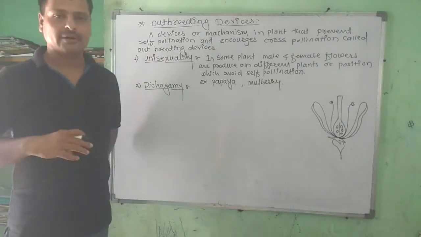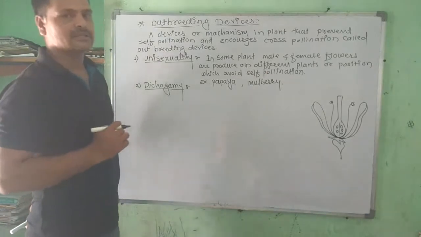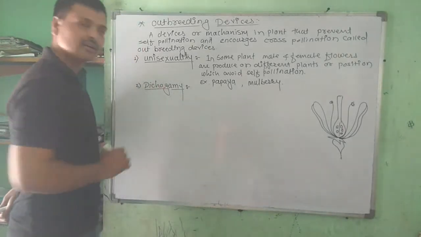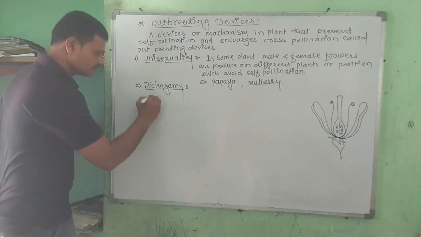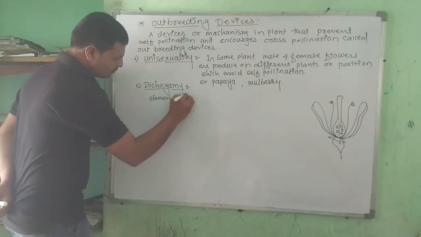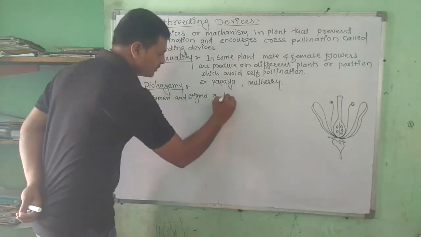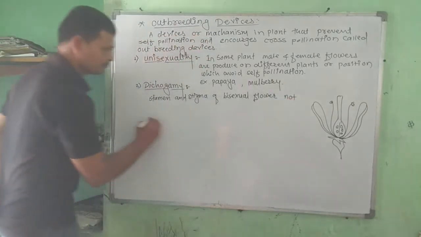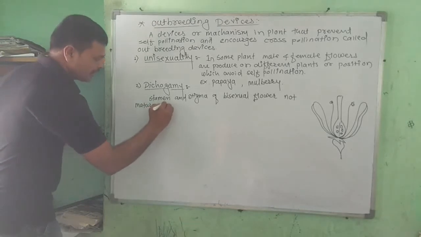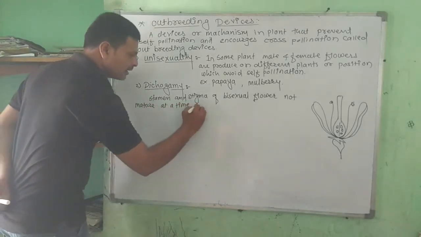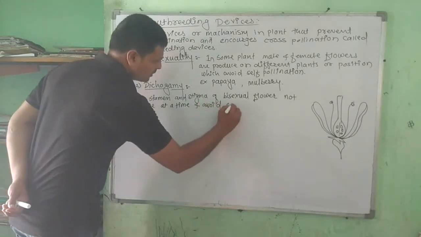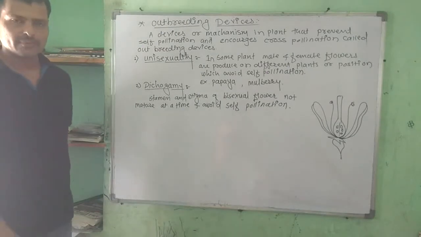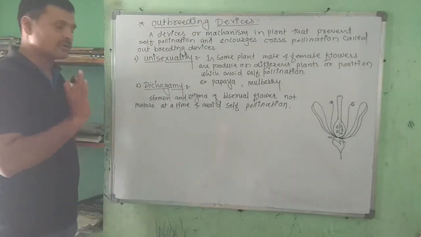But in some flowers, the male part, the stamens, and the stigma do not mature at the same time. They mature at different times. That's called dichogamy. The stamen and stigma of a bisexual flower do not mature at a time, and this avoids self pollination.